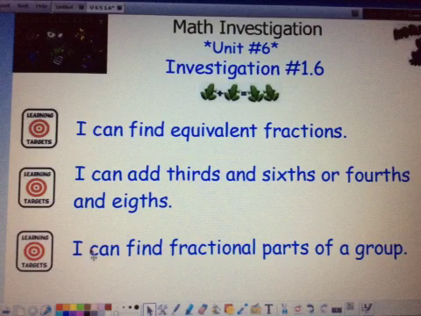This is Math Investigations with Mrs. Sutliff. Today our learning targets are: I can find equivalent fractions, I can add thirds and sixths or fourths and eighths, and I can find fractional parts of a group.